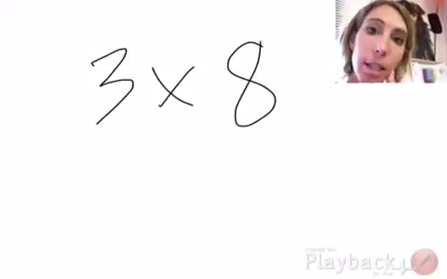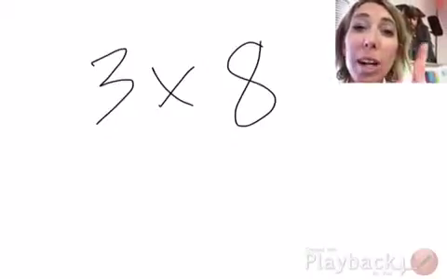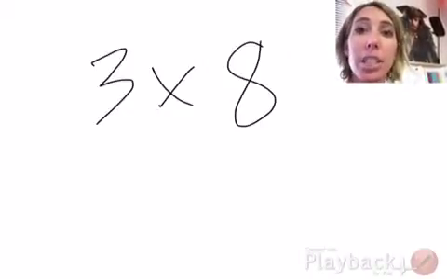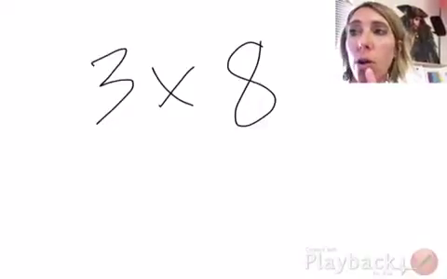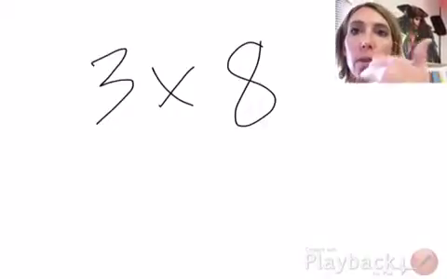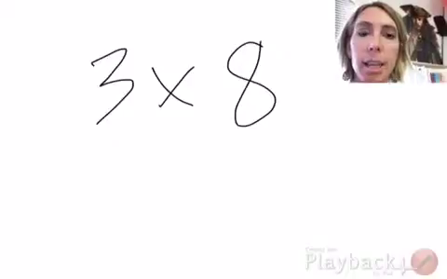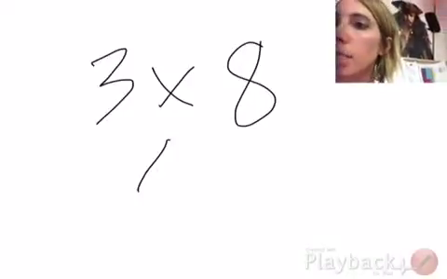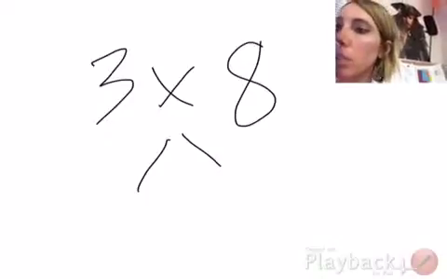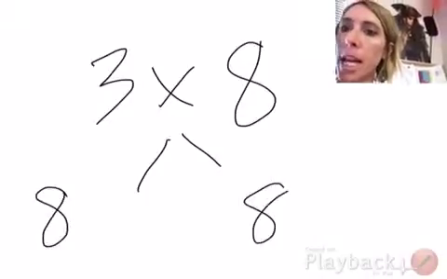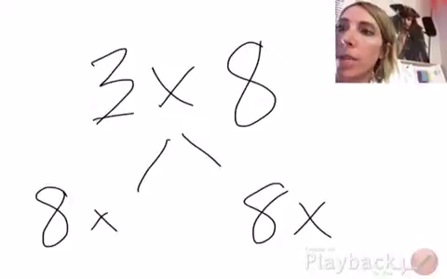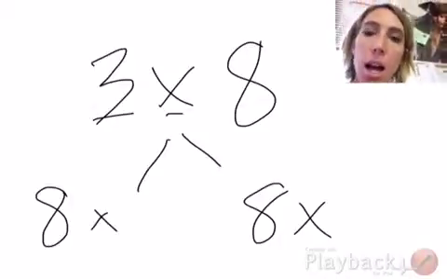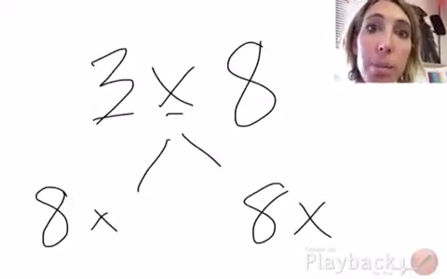So let's try 3 times 8. Remember, we're trying to work on one strategy, not 100 different strategies. So how are we going to do this one? Instead of going 1, 2, 3, 4, 5, 6, 7, 8, 1, 2, 3, okay, it's going to take forever. So we split it into two multiplication problems by 8.